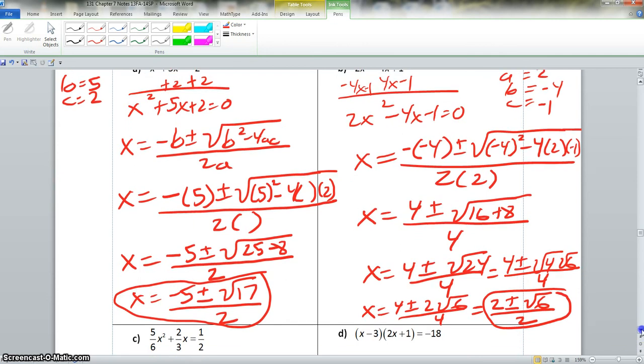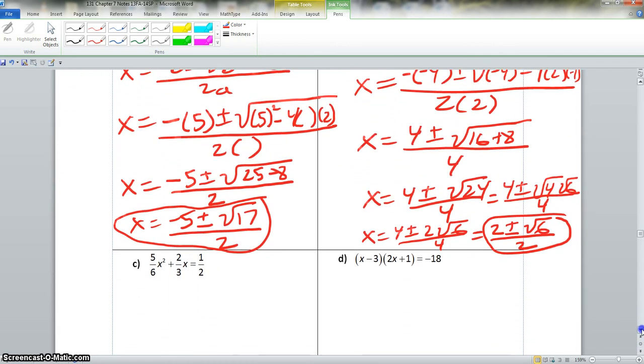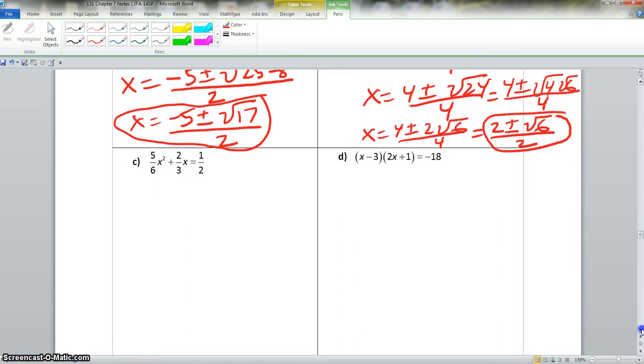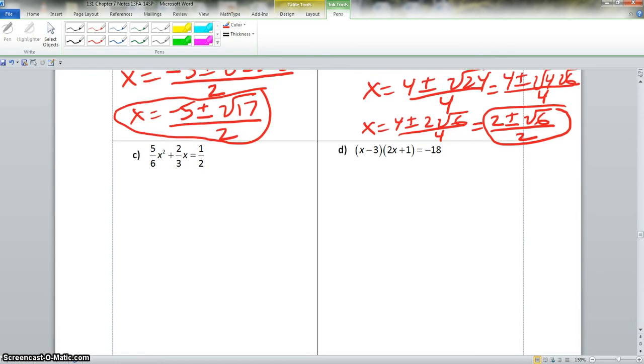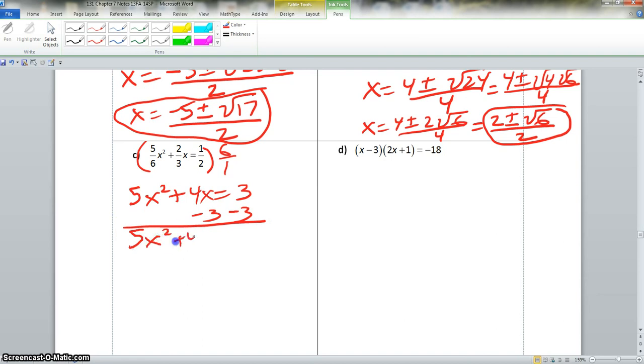Now we scroll down here to C. Now with C, if you notice here, we have these fractions. And most people don't like dealing with fractions, so let's get rid of those fractions. The common denominator of 6, 3, and 2 is 6. So we'll multiply everything by 6 over 1, and that will leave us 5x squared plus 4x is equal to 3. So we have to subtract 3 on both sides. So we have 5x squared plus 4x minus 3 equals 0.